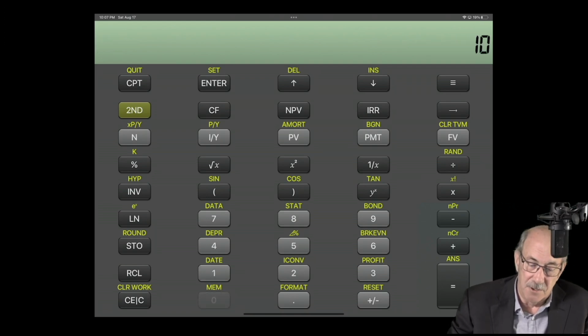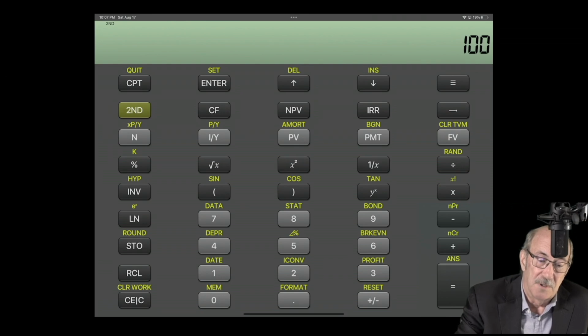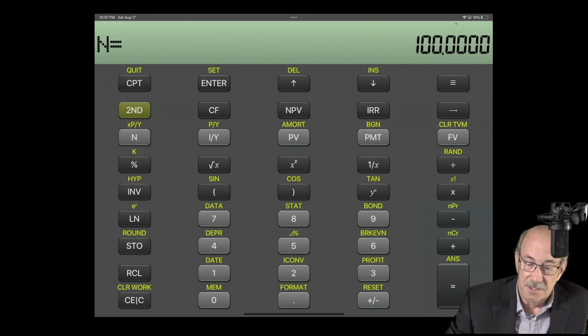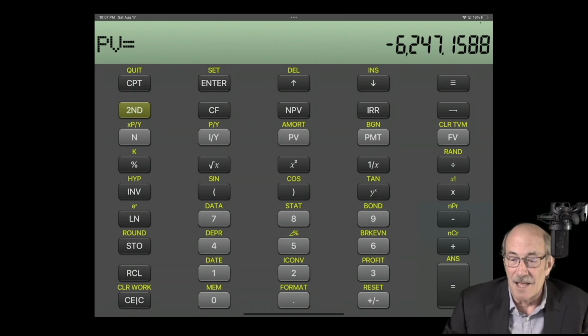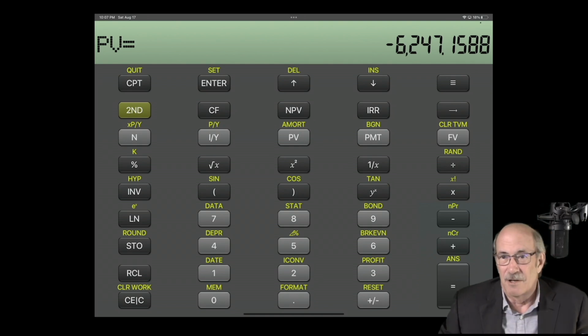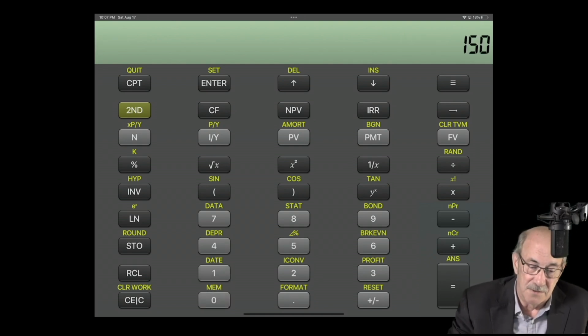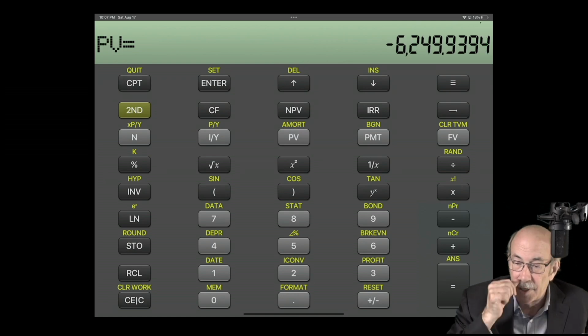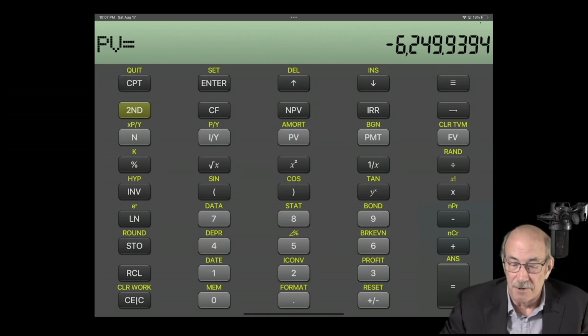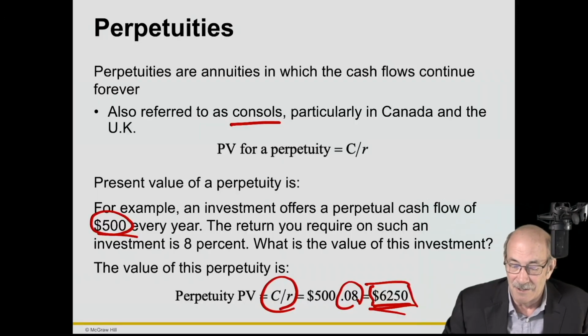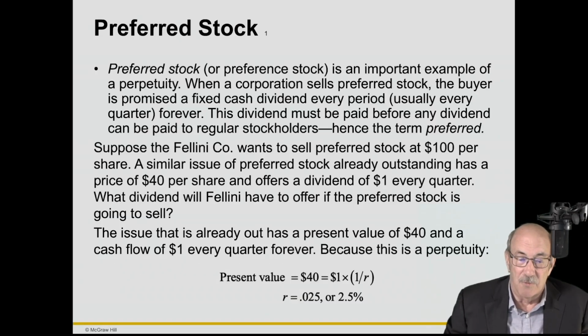The further out, let's go to 100. Oops, I don't want second. I want that as N, and I want to compute PV. 6,247. Only $3 worth of that. There's only a $3 difference between the perpetuity and a 100-year annuity. So you notice that these things converge. We could go to 150 years, and that's going to be 6,249.93. Right? You get the idea. So anyway, that's an annuity.